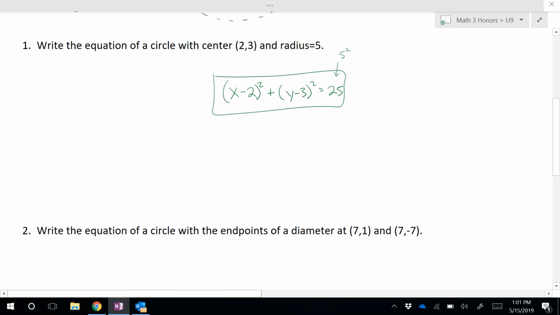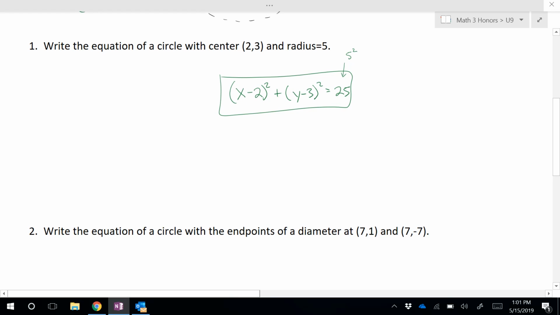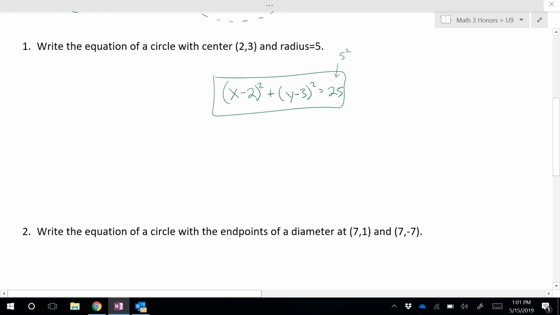All right, let's look at another example. Number 2. Still want to write an equation of a circle, but this time I'm going to give you the endpoints of the diameter of the circle. So the diameter is a chord in the circle, so it's a segment that passes through the center, right? And what else do you know about a diameter? Double the radius, okay?